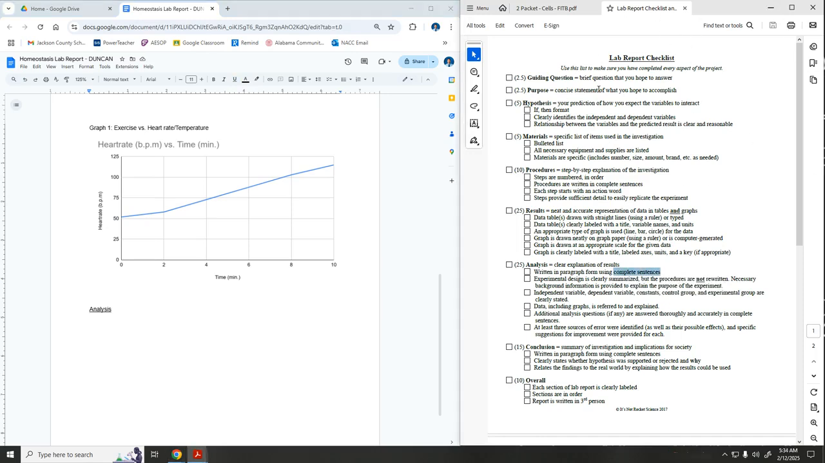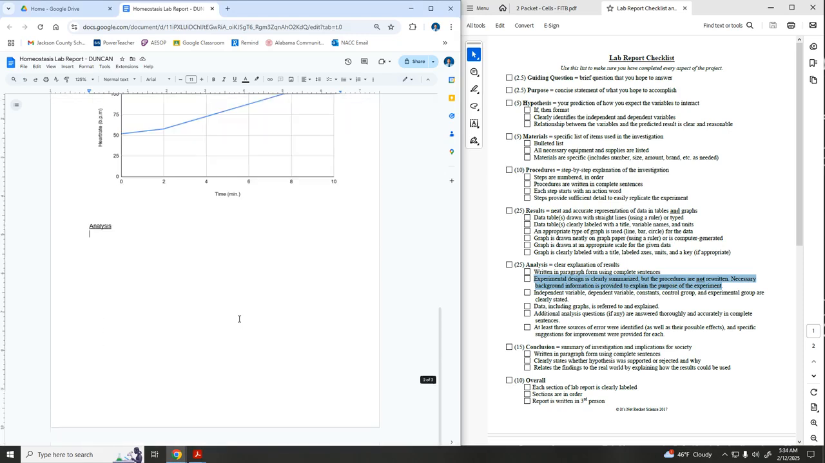So this is your lab report checklist that you have a copy of. Experimental design is clearly summarized, but the procedures are not rewritten. Necessary background information is provided to explain the purpose of the experiment. Well, that necessary background information is your research that you completed. So if you didn't do your research, then you're kind of up the creek. You're going to have to go back and do that now. So experimental design is clearly summarized, but procedures are not rewritten.